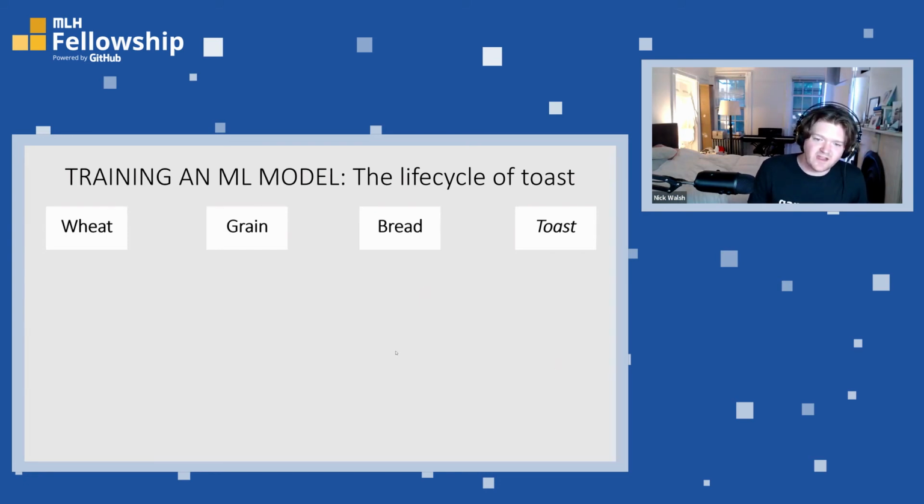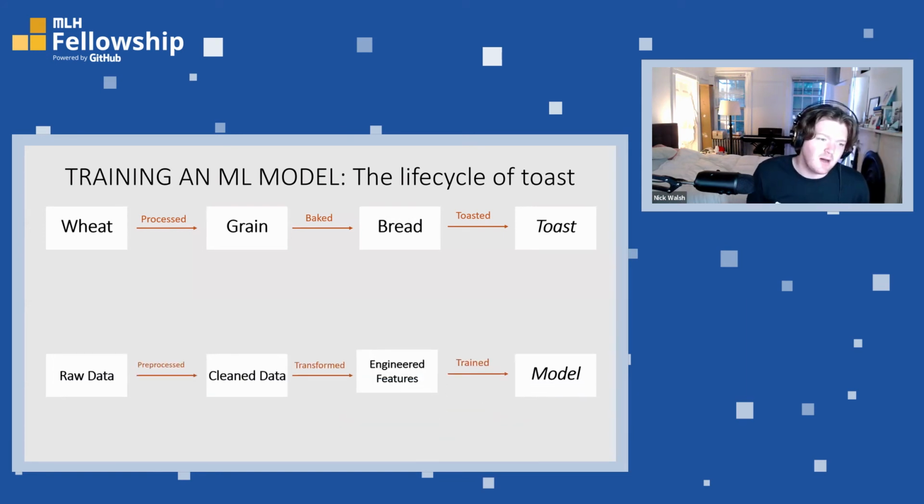Now, that state doesn't change magically. There's a specific process by which each of those things undergo. I can't just process wheat in the same way I processed it into grain to make it into bread. No, it's a different process. It's called baking, and then so on with toasting. So there's a specific process for each of these to change our raw material into the processed product that we want inevitably. And this is actually the same for machine learning.